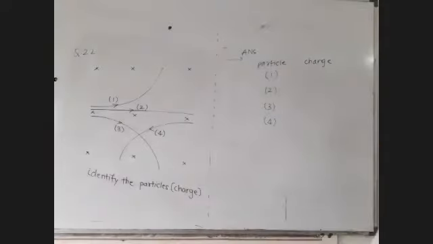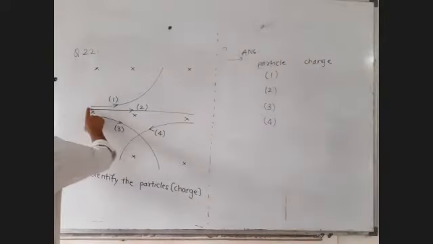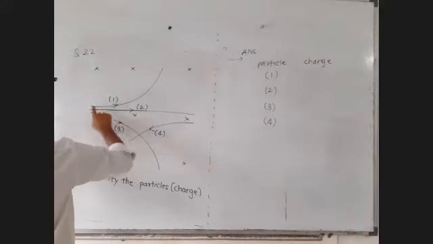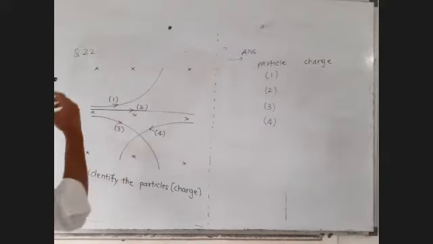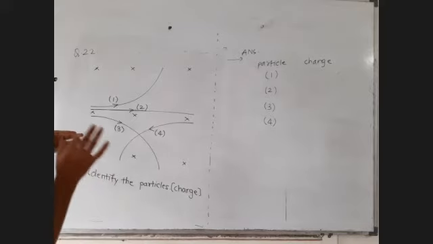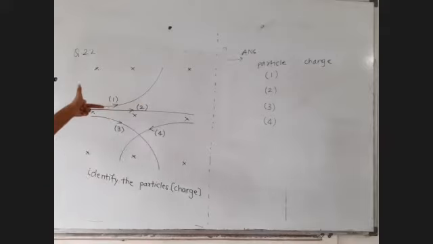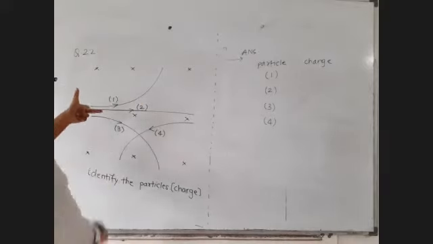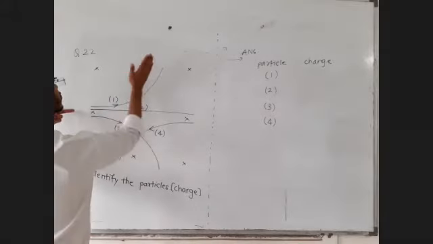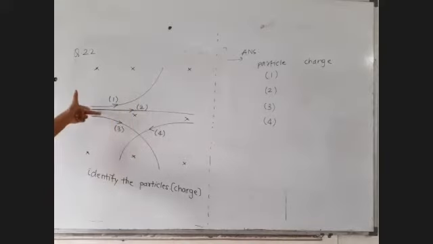For the first particle, we will do the analysis. Motion of the first particle is like this. Forget about the motion. First of all, show the direction of magnetic field inside. For the first particle, direction of magnetic field is inside. The particle curves upward, so the magnetic force should be upwards.